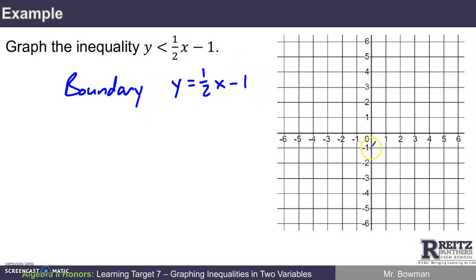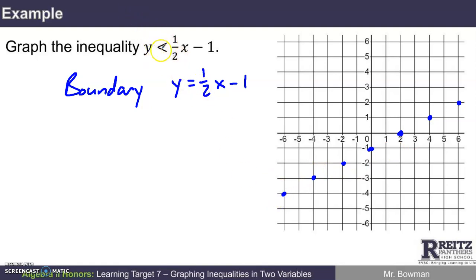So I know how to graph that line. That line has a y-intercept of negative 1. It's got a slope of 1/2, which means from this point that I know, if I go up 1 and right 2, continually I'll find other points on the line. When I'm making an inequality graph, I like to fill the whole space if I can.